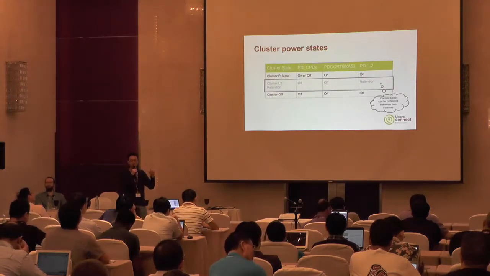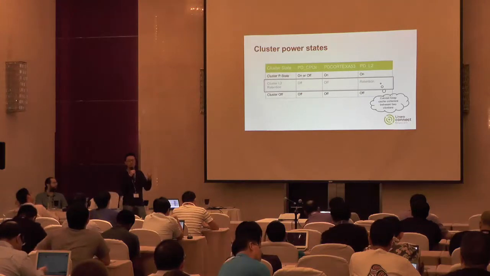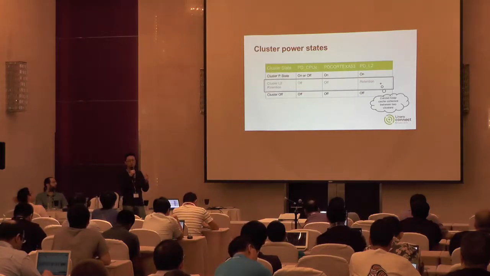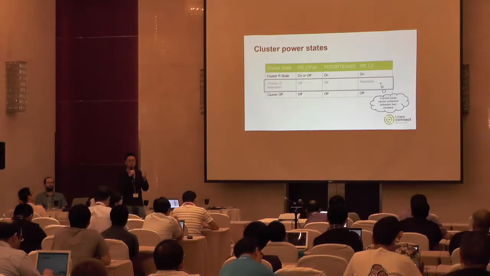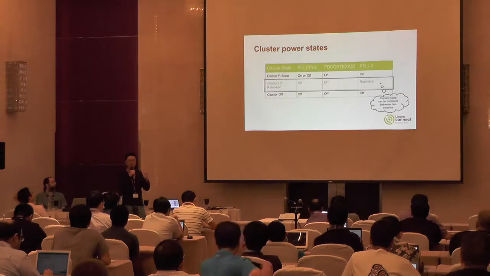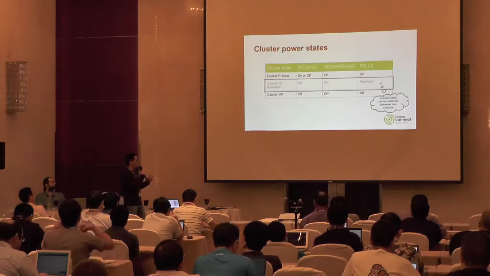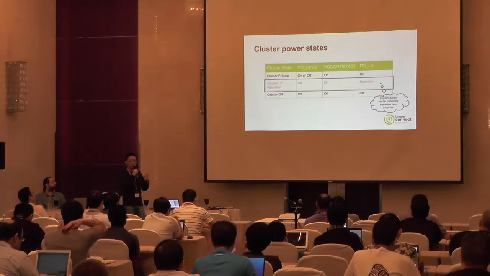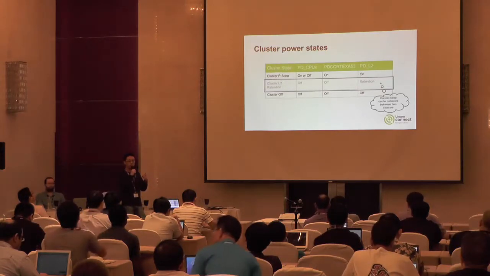But if the system only has one cluster, we can use it, because we can use it to optimize the CPU idle latency, since we don't need to flush the L2 cache every time the cluster runs into the no power state. The third one is the cluster off. This means that the cluster has been totally powered off.